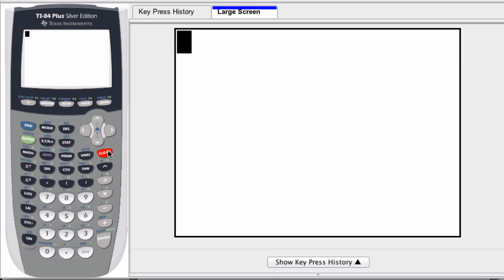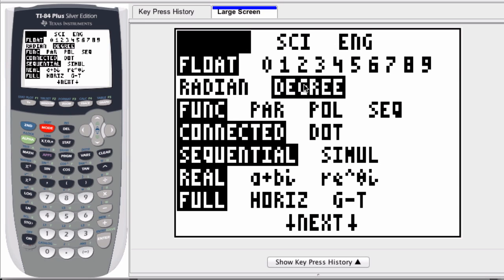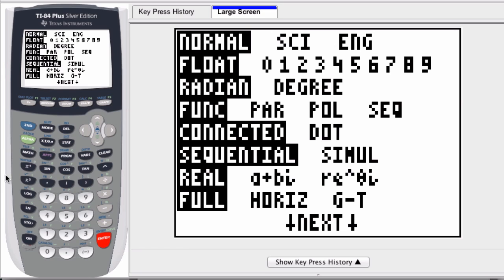Let's take another look at converting between radians and degrees. So if you click the mode button, you want to check what mode you're in for degree measurement. It's typical that the calculator will be in radian mode to begin with. So let's start with radians.